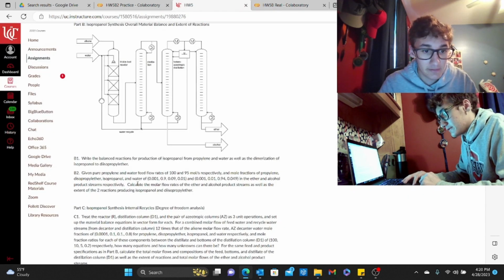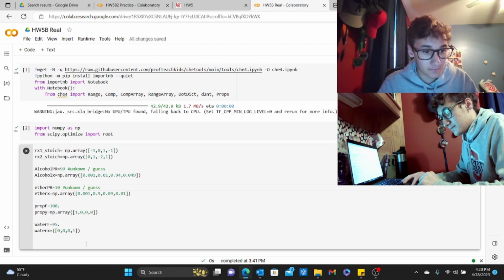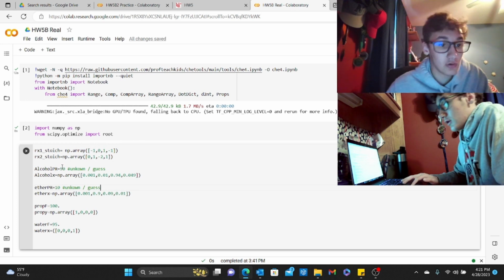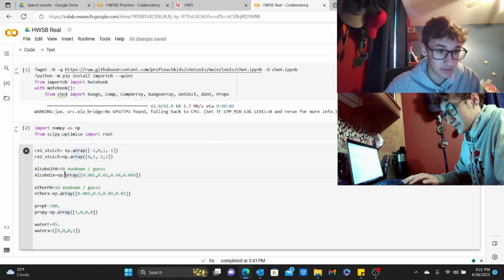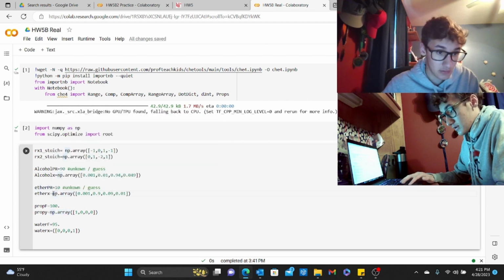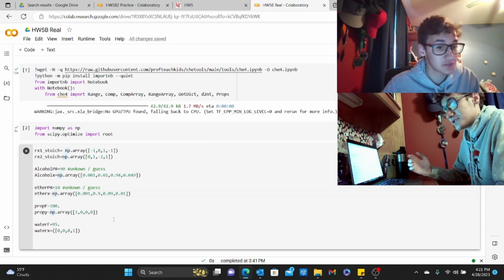Let's see what else. Are we given anything else? All right, so now we have our alcohol stoichiometry. We have our stoichiometry. We have our alcohol guess rate along with the alcohol composition. We have our ether guess rate along with the composition. We have our propylene and our water flow rates along with the composition inside.